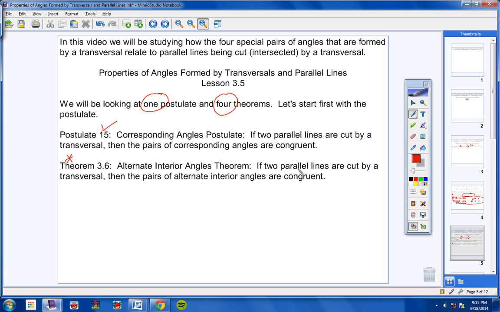If two parallel lines are cut by a transversal, then the alternate interior angles are congruent. So it's the exact same thing as the last postulate we looked at, only now instead of dealing with the corresponding angles, we're dealing with the alternate interior angles. So copy this in your notes. If two parallel lines are cut by a transversal, then the pairs of alternate interior angles are congruent.